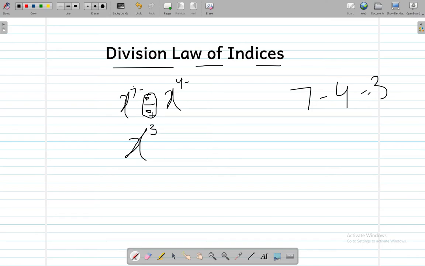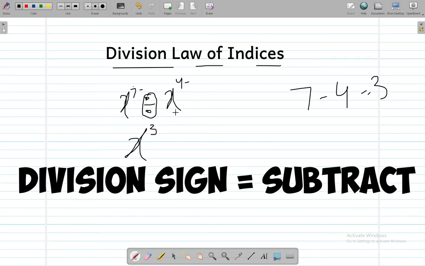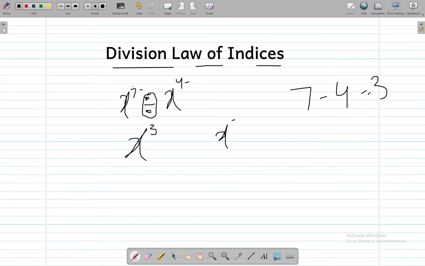Now the division law says that whenever there is a division sign, for example, when two bases with powers are getting divided, or two indices are getting divided, we are going to subtract these powers. It is getting to be subtracted from this 4, and the end result would be x to the power of 3.